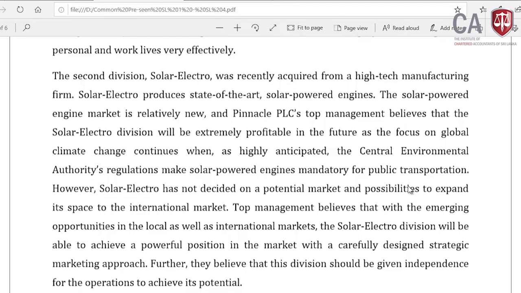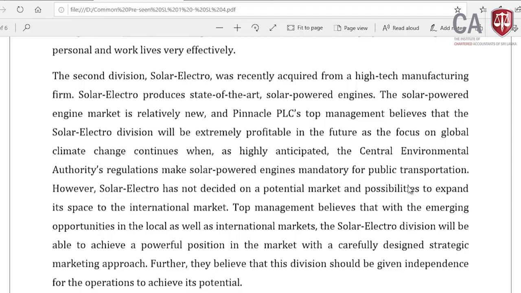Top management believes that with the emerging opportunities in the local as well as international market, the Solar Electro division will be able to achieve a powerful position in the market with a carefully designed strategic marketing approach. Further, they believe that this division should be given independence for its operations to achieve its potential.